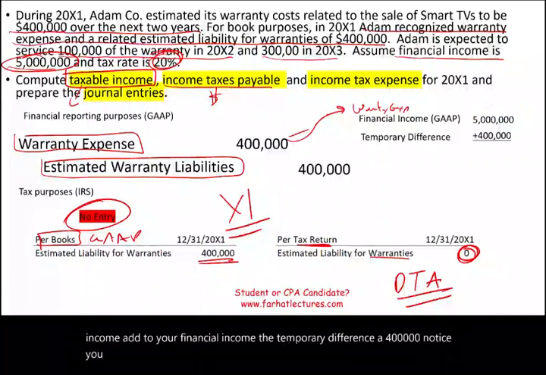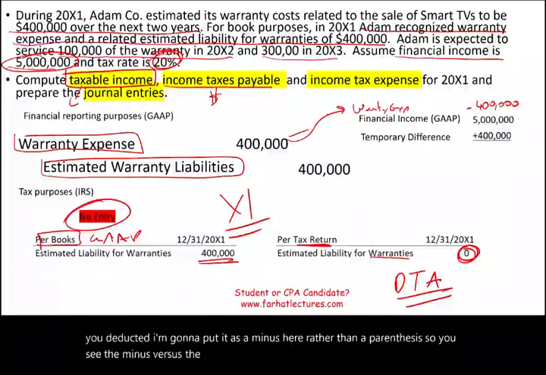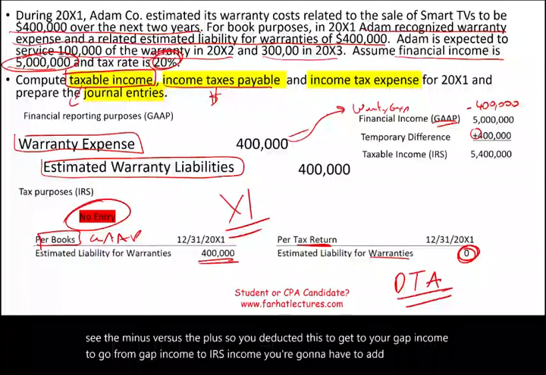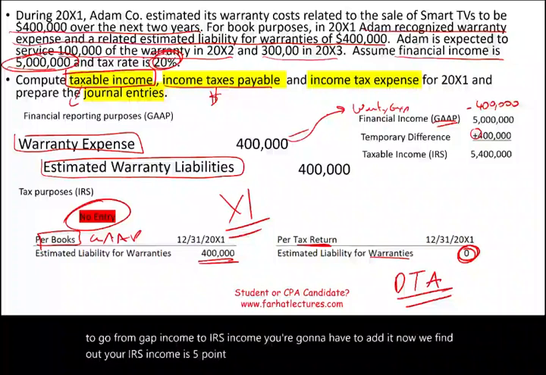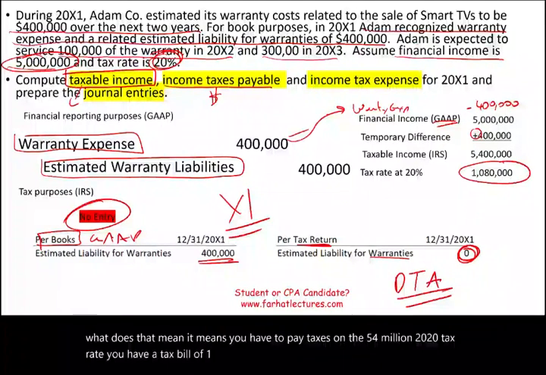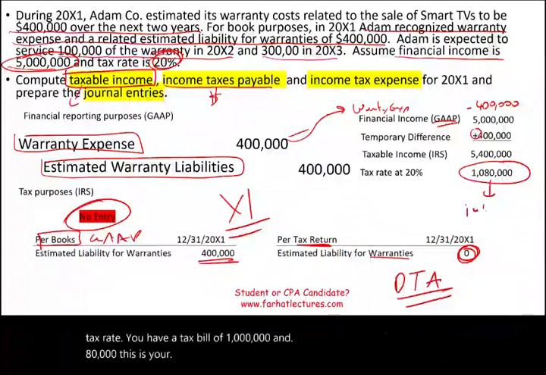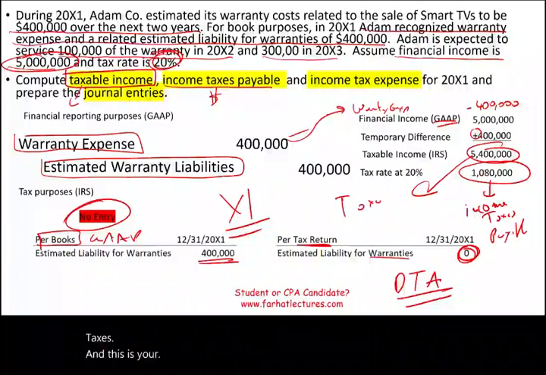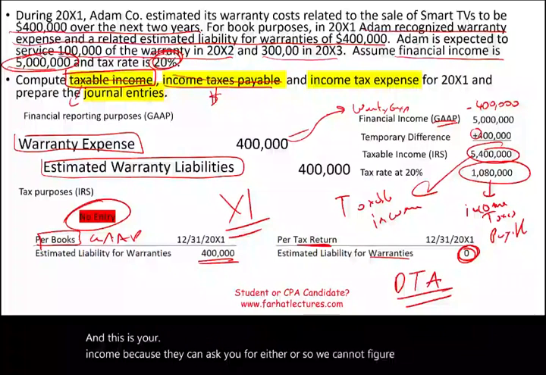Notice you deducted it. I'm going to put it as a minus here, in a parenthesis, so you see the minus versus the plus. You deducted this to get to your GAAP income. To go from GAAP income to IRS income, you have to add it back. Now we find out your IRS income is $5.4 million. It means you have to pay taxes on the $5.4 million at a 20% tax rate. You have a tax bill of $1,080,000. This is your income taxes payable, and this is your taxable income, because they can ask you for either. So we figured out taxable income and income taxes payable.